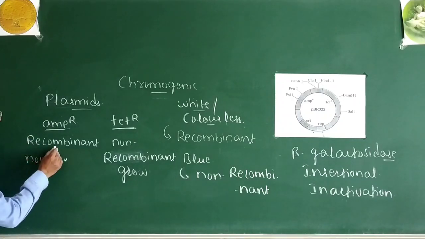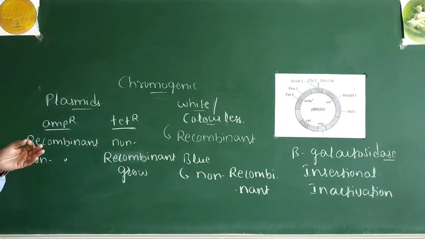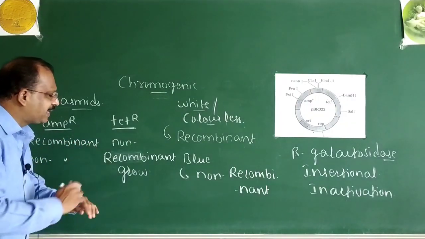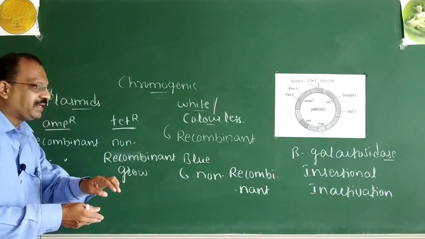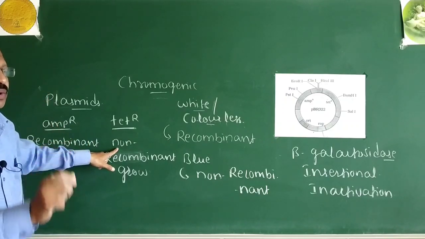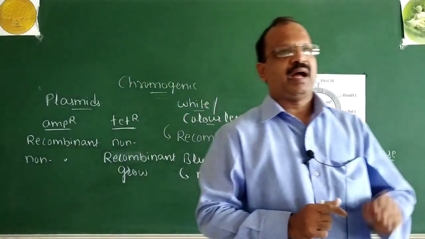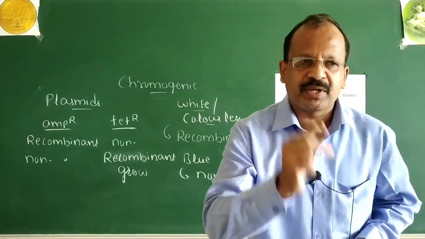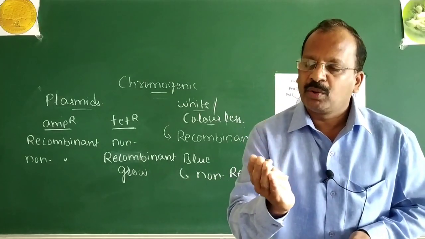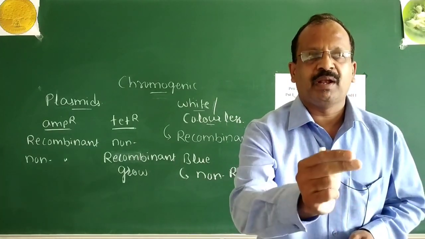Look over here. When recombinant and non-recombinant are placed in a plate containing ampicillin antibiotic, both will grow. When recombinant and non-recombinant are transferred to a plate containing tetracycline, only non-recombinants will grow, but recombinant will lose their life. Here, one antibiotic will help to select another antibiotic. Both ampicillin and tetracycline plus kanamycin will act as selectable markers.